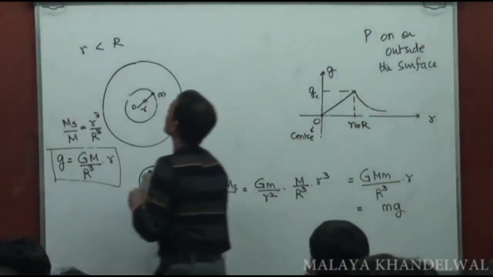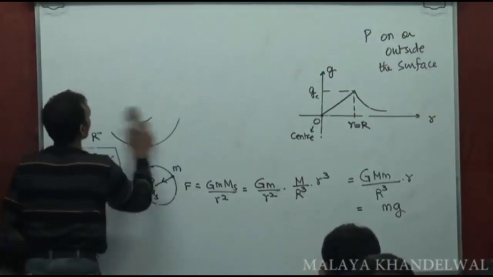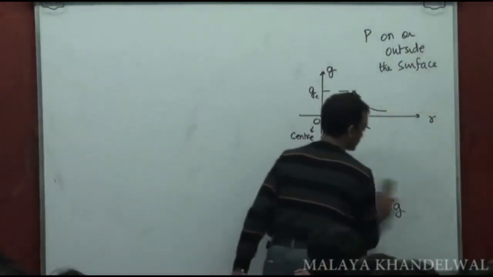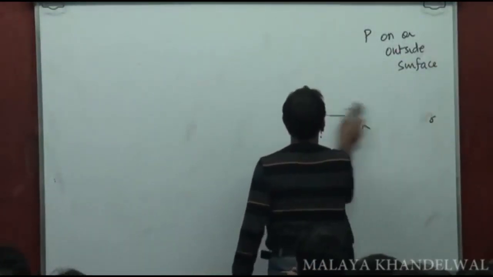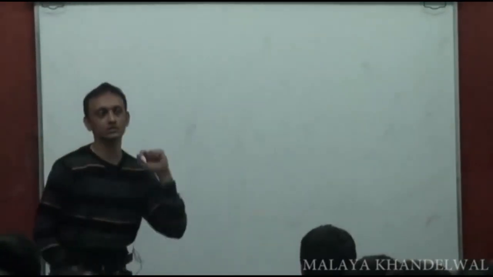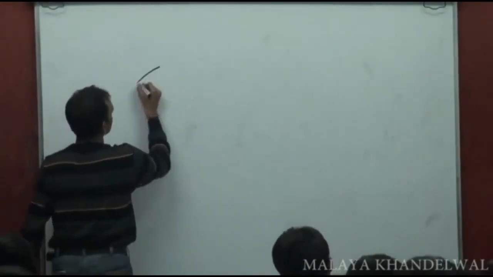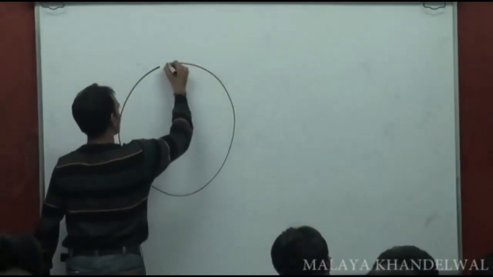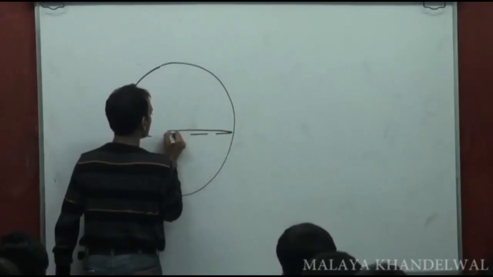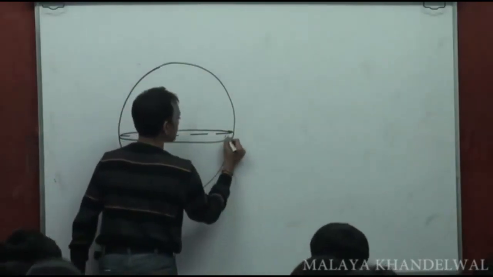Now, because of the rotation of the earth, this is the earth, this is the center of the earth, and this is the equatorial plane. This is the equator.